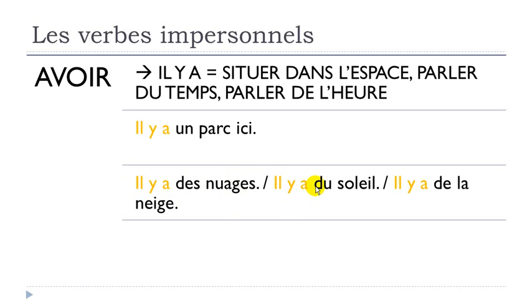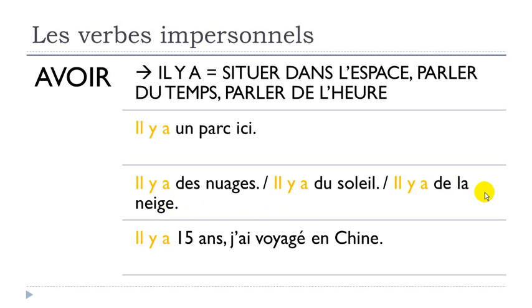Il y a du soleil, sun. Il y a du soleil. So there is sun. Il y a de la neige. Snow. Il y a de la neige. Okay? And then, if you want to talk about the time or a period, il y a 15 ans. So in that case, it's quite interesting because when we use this il y a 15 ans, technically it's 15 years ago. So this il y a will mean ago.